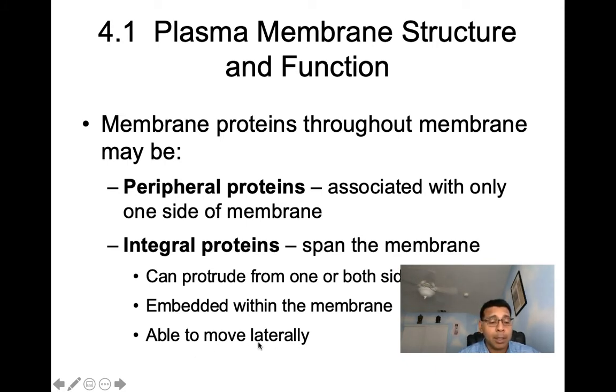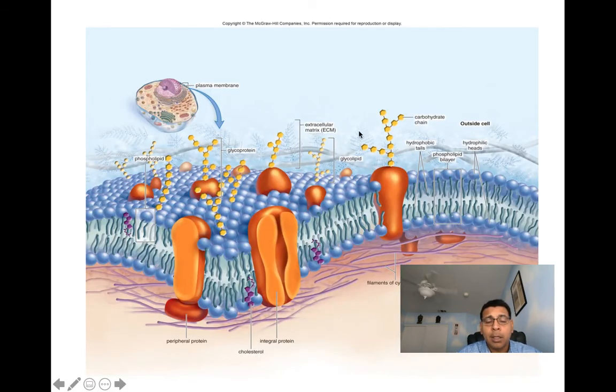Now together, the combination of the proteins, the steroids, the phospholipids, this all gives this plasma membrane the name fluid mosaic model because of the appearance. So we call this a fluid mosaic model. Beautiful structure.